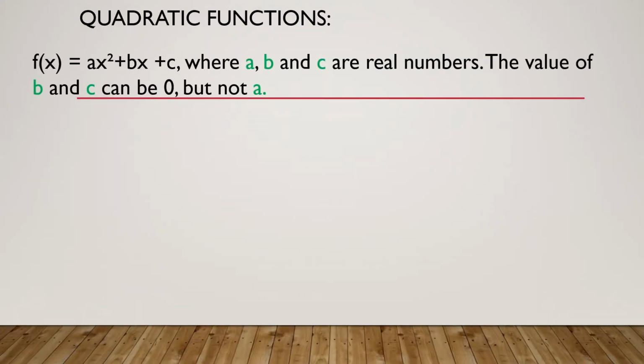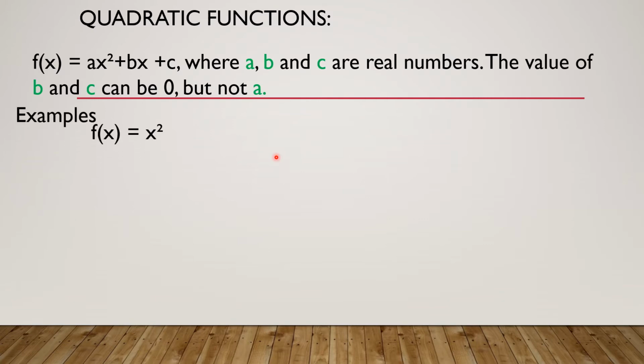So in quadratic function, f of x is equal to ax squared plus bx plus c. A, b, and c are real numbers. The value of b and c can be 0 but not a. So pwedeng maging 0 yung b and c natin, pero hindi pwedeng maging 0 yung a. Kasi pag ang a ay 0, hindi na siya maging quadratic.